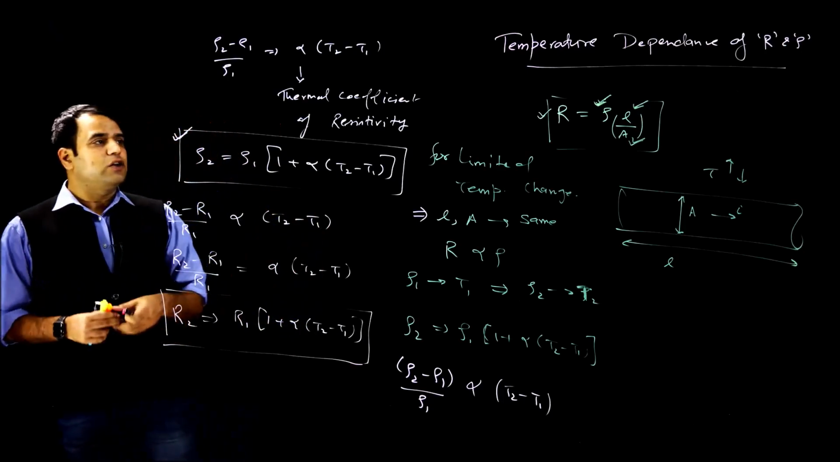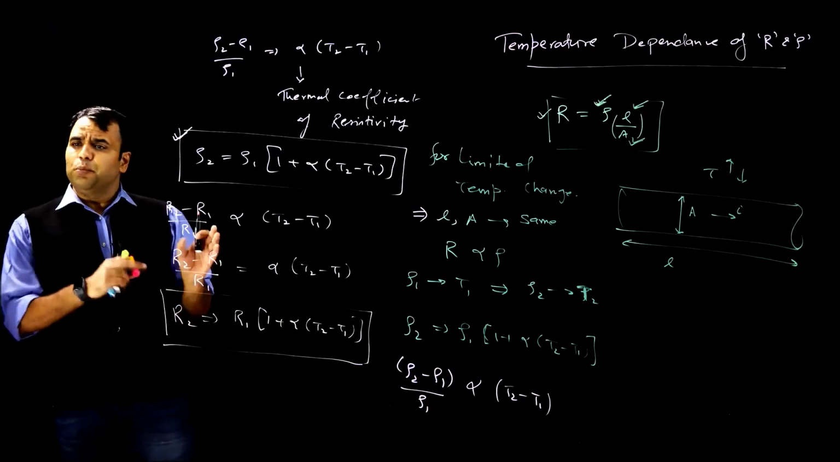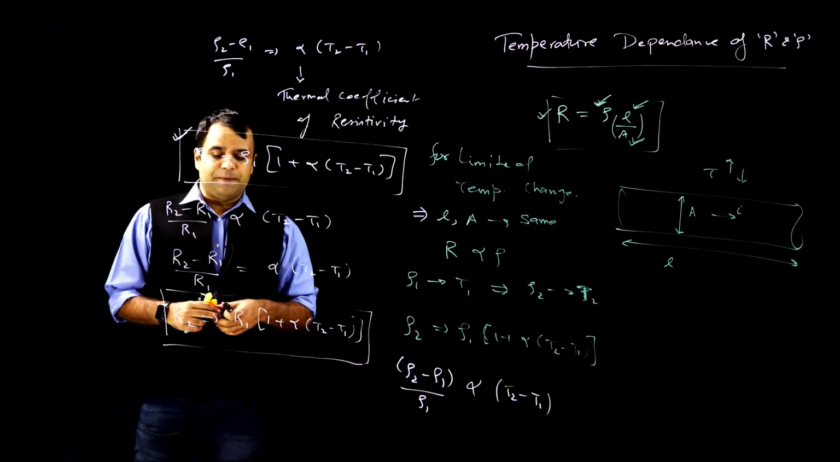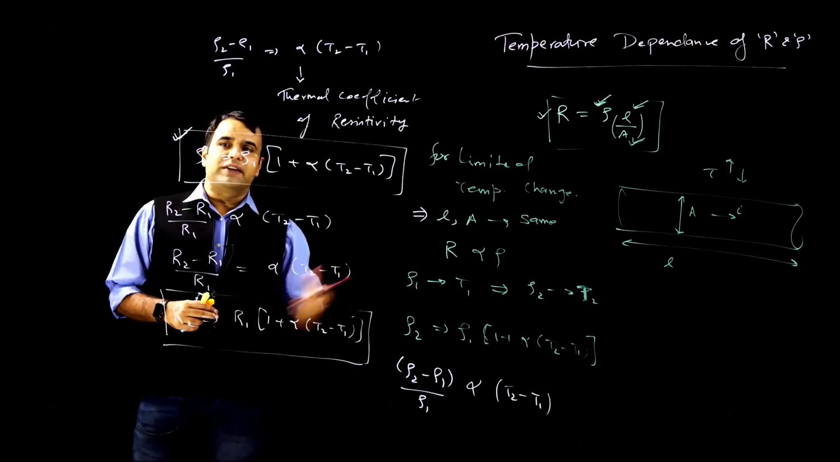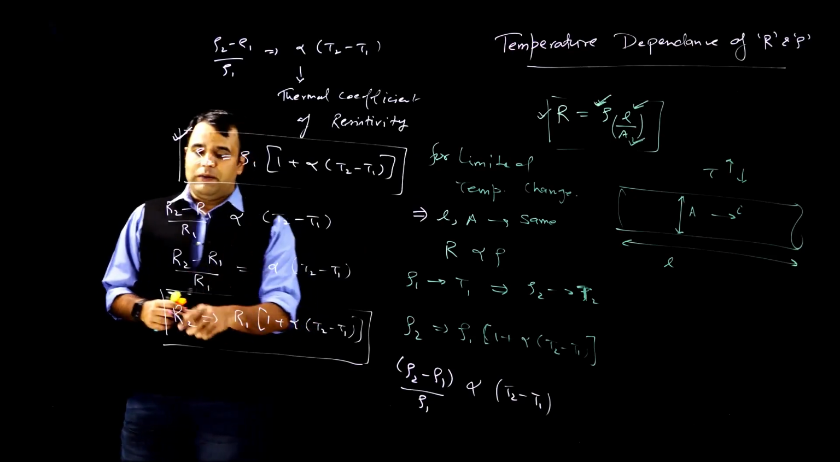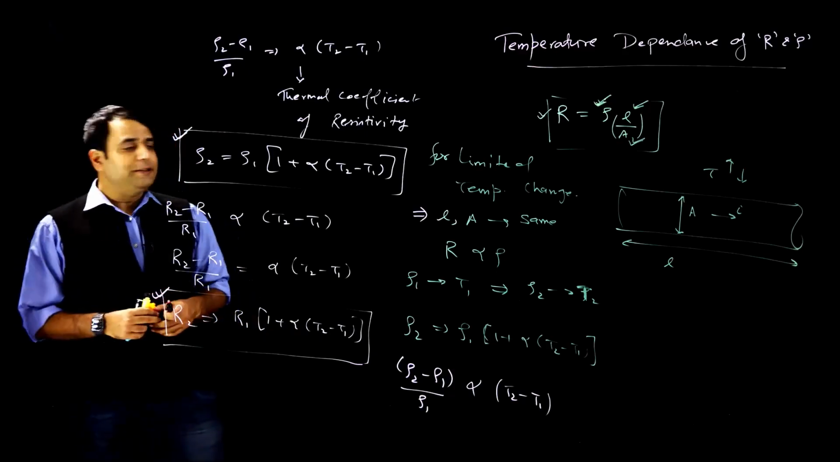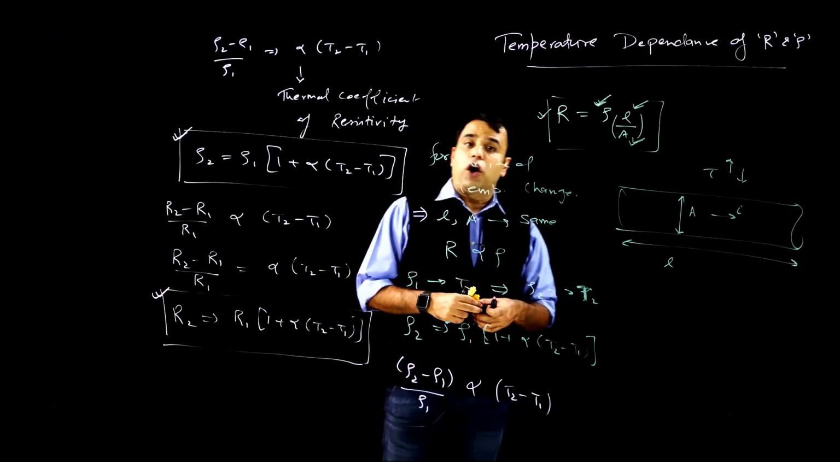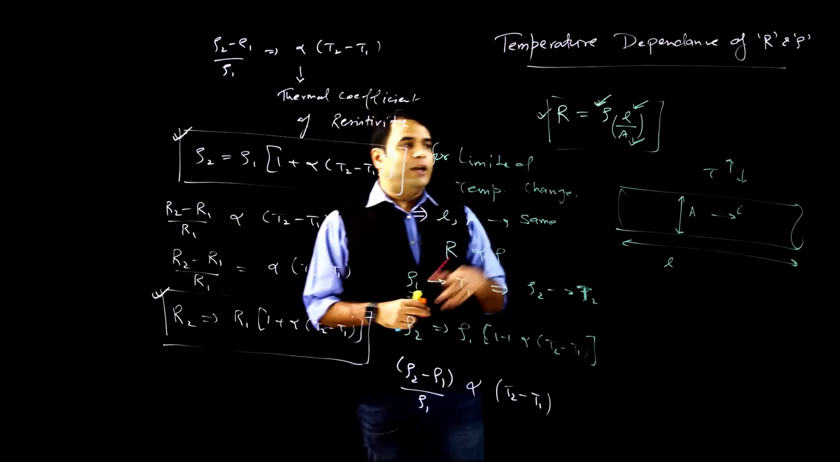Earlier it was the thermal coefficient of resistivity, but both are the same. So this alpha is the thermal coefficient of resistance. And this is the formula we are getting. These two formulas one should memorize. So that's how the resistance and the resistivity of a conductor change when you change the temperature.